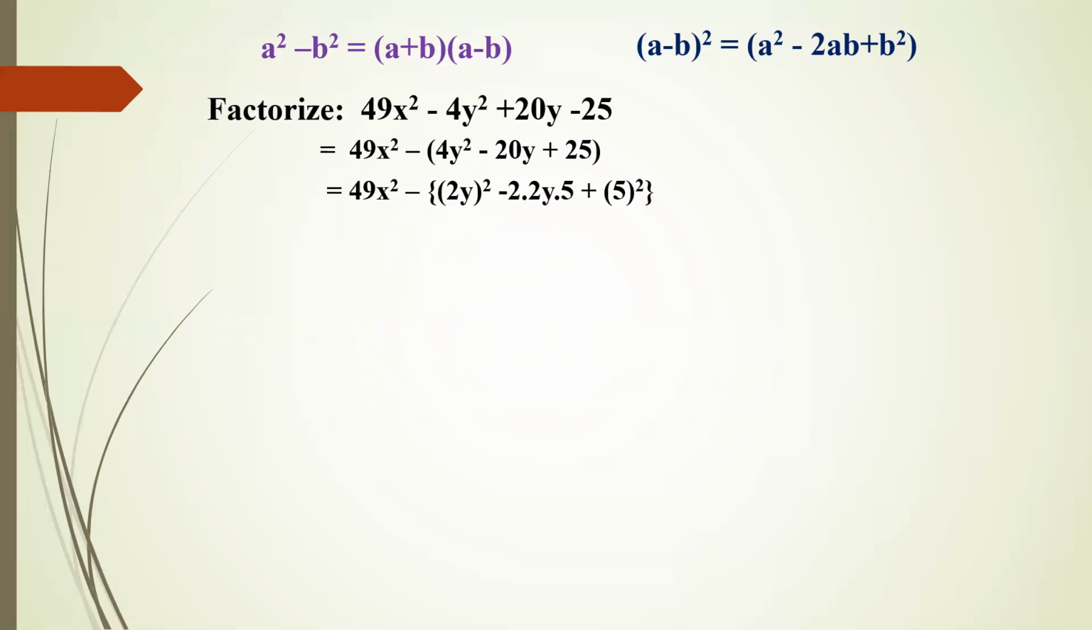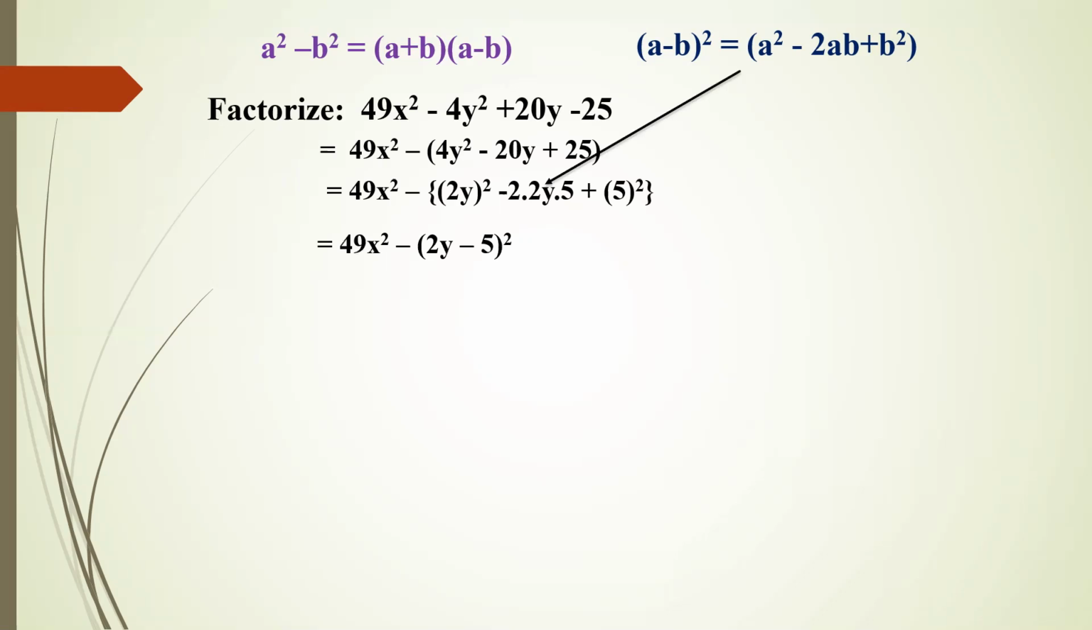2 fours are 8, 4 fives are 20. So it will become in the form of 2ab. Now here we can clearly identify 2y is a and b is 5. Now 25 can be converted into 5 square. Now, if you compare with a square minus 2ab plus b square, it is exactly in the same form. Can you see that? Okay.